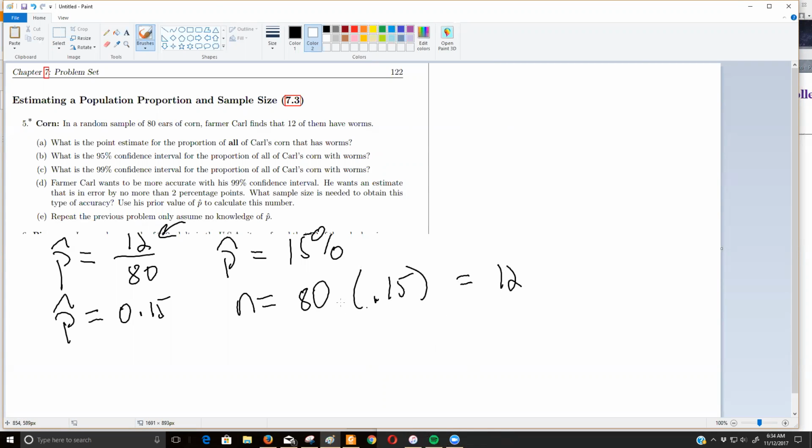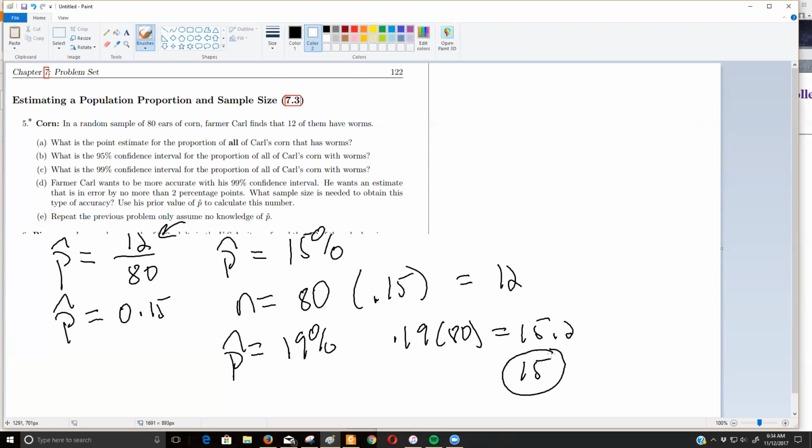If it works out, so what if they told me p hat was 19%? Well, if I go 0.19 times 80, I'm not going to get a whole number. In fact, what do I get? 0.19 times 80, I'm getting 15.2. And of course, the applet's looking for a whole number because I can't have 0.2 ears. So it'd be safe to round down. I mean, WebAssign might be a little picky, but I don't think it's usually that picky. So I would round down to 15 in that case, and then use 15 in the applet.